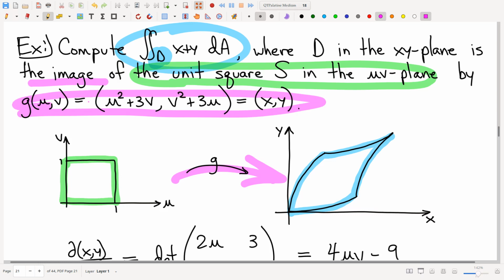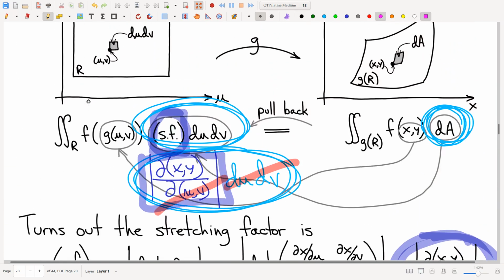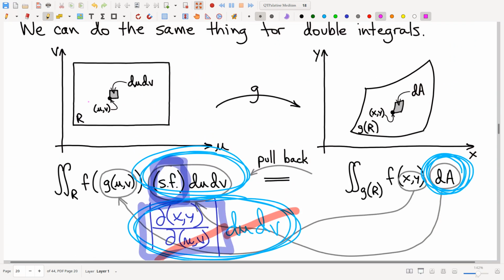Right, and I'm also telling you the new pullback domain in the UV plane, that being the unit square. Everybody on board? Okay. Right, so all we have to do, it would seem, is plug in, and everywhere I see x and y, I'm going to have to rewrite that in terms of u and v. We'll get to that in a minute.